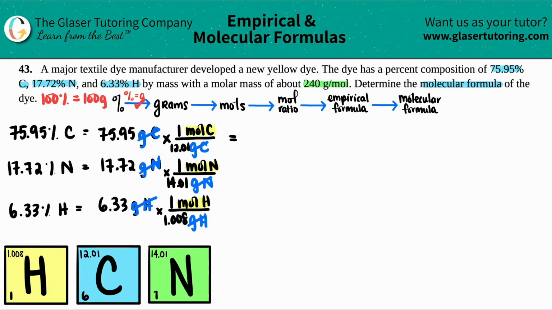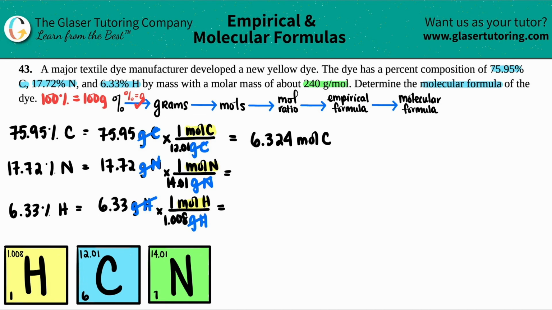Okay, so let's see what we got. 75.95 divided by 12.01. I'm going to cut it off after a few decimals, so I'm going to say this is 6.324 mole of carbon.